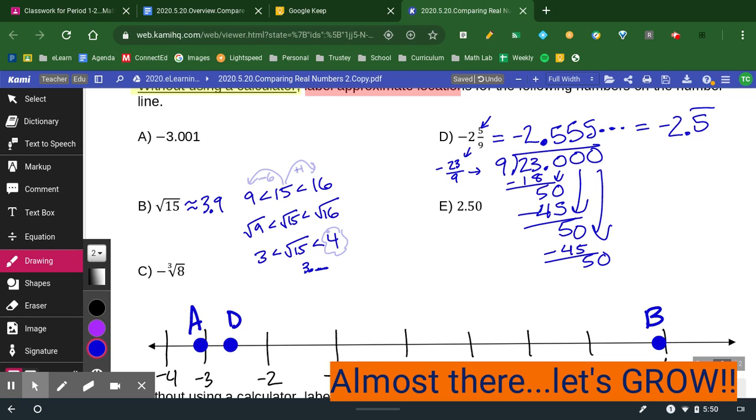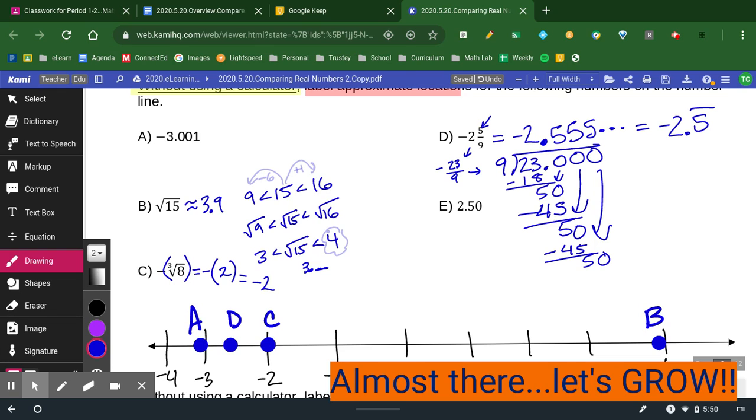Running out of space here for C, so let's go ahead. Well, you know what? This one ends up quite nice because I know that the cube root of 8 is 2, and the opposite of 2 is -2. Ooh, that one's going to be very quick to plot right there, smack on -2. Let's go back and label that as point C.